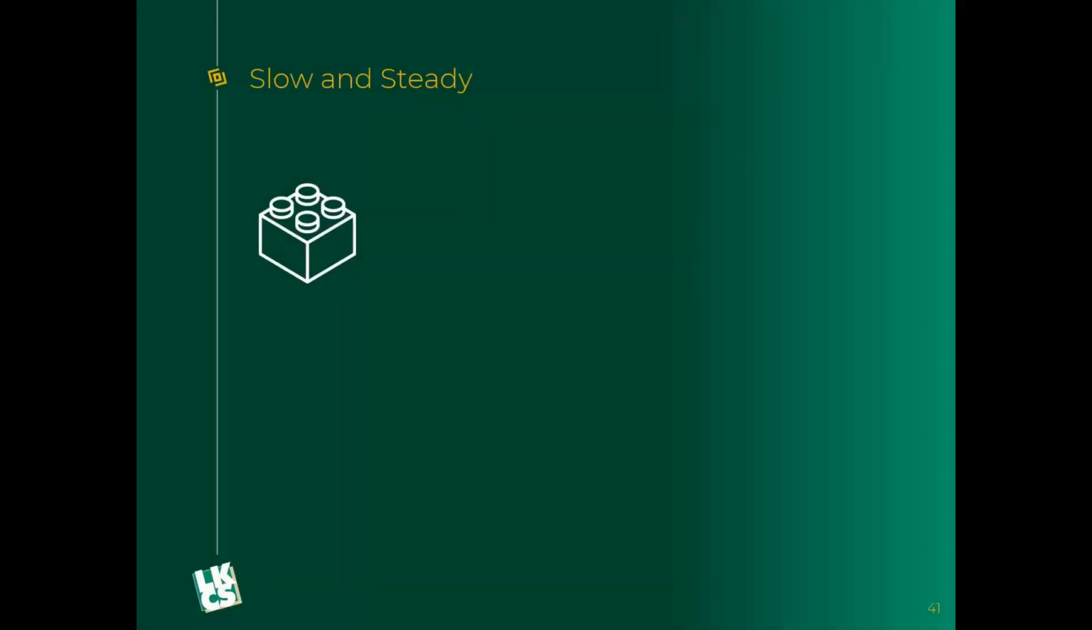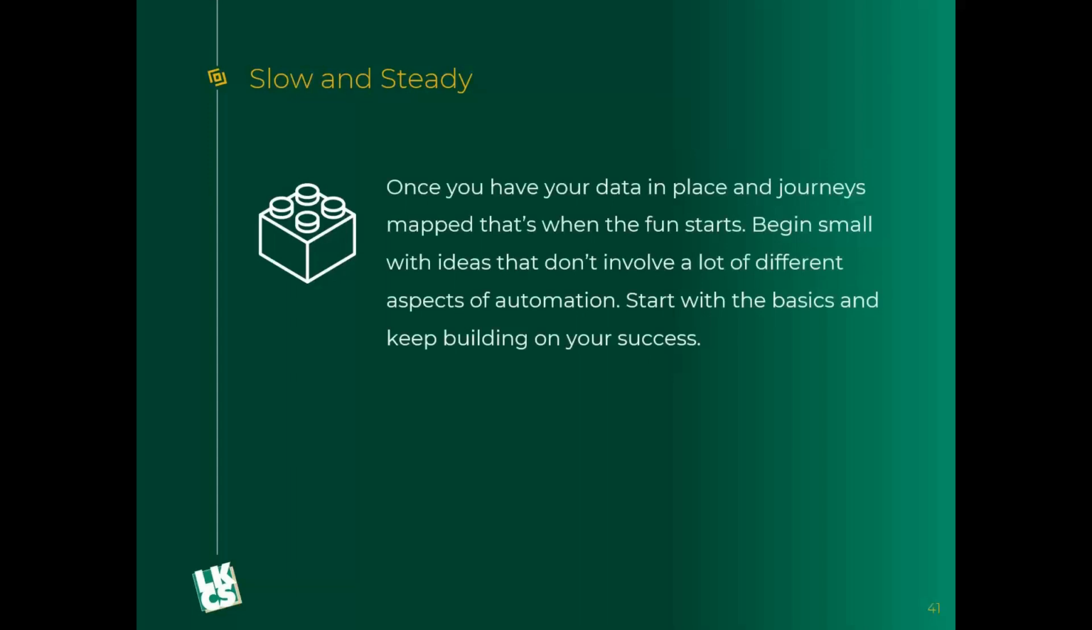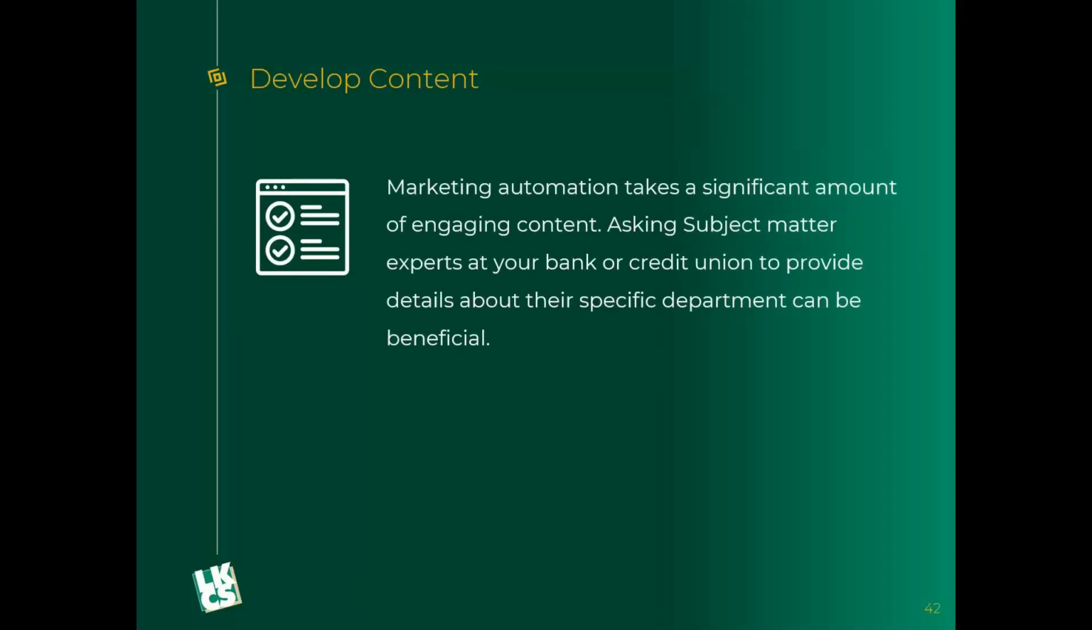Slow and steady. Once you have your data in place and journeys mapped, that's when the fun starts. Begin with small ideas that don't involve a lot of different aspects of automation. Start with the basics and keep building on your success. And lastly, develop content. Marketing automation takes a significant amount of engaging content. Asking subject matter experts at your bank or credit union to provide details about their specific department can be beneficial.